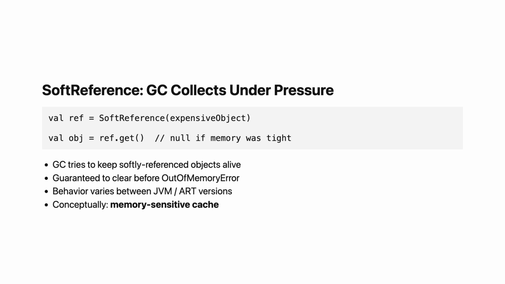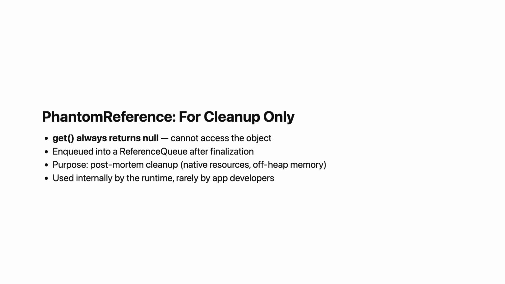The fourth type is phantom reference, and it is the strangest one. You can never access the object through a phantom reference. Get always returns null. So what is the point? Phantom references are a notification mechanism. They tell you after an object has been finalized and is about to be reclaimed. You use them when you need to perform cleanup actions, releasing native resources, closing file handles, deallocating off-heap memory that depend on knowing when an object is truly dead.